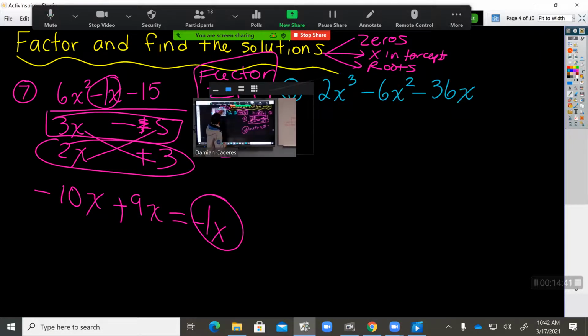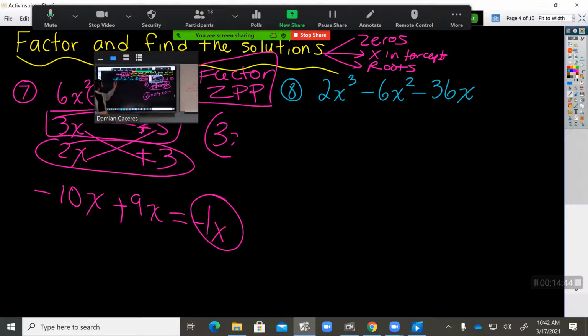All right. So on number 8, 2, 6, and 36 have a common factor. They're all divisible by 2. But there's also something else they have in common. You can't just go with the number they have in common. If they have a variable in common, you have to factor that out as well. So this is a method that worked better for last period. I'm going to use this method. I'm going to show you now. You've seen me do it before.